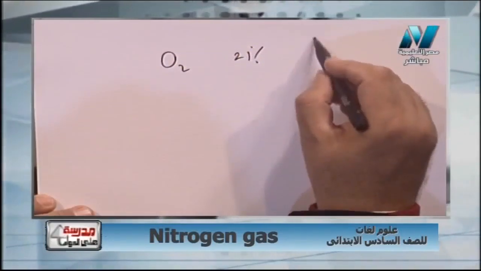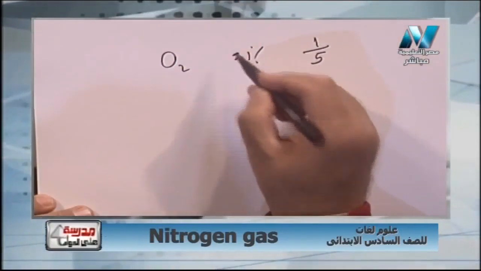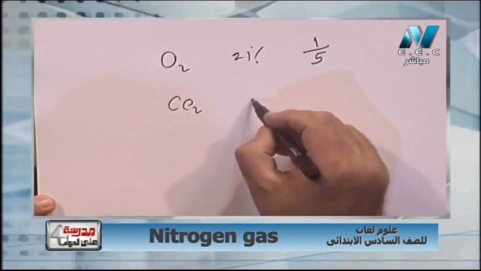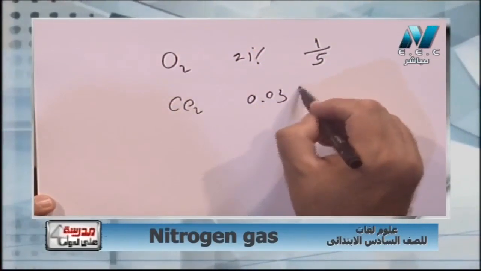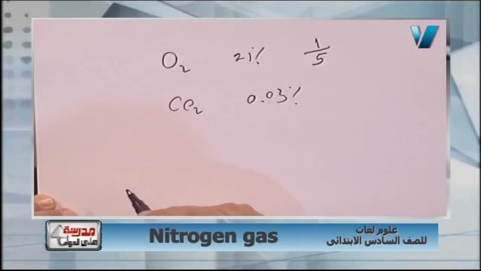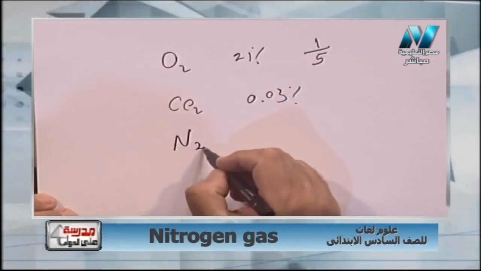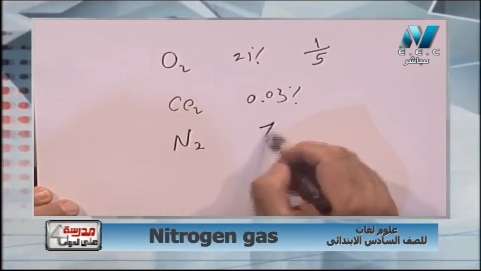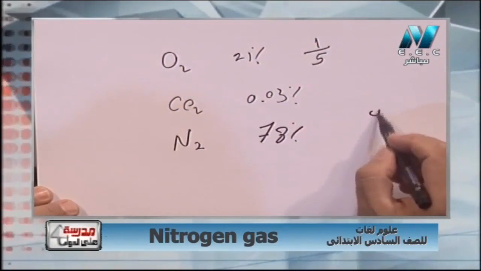So let me summarize all the gases which we have studied. Oxygen gas, what was its ratio approximately? It was 21% or 1/5. Carbon dioxide gas, 0.03%. It's a very small ratio. Nitrogen gas, the most abundant gas, is really nitrogen, 78% or 4/5.